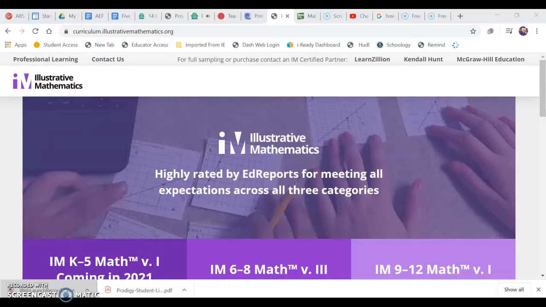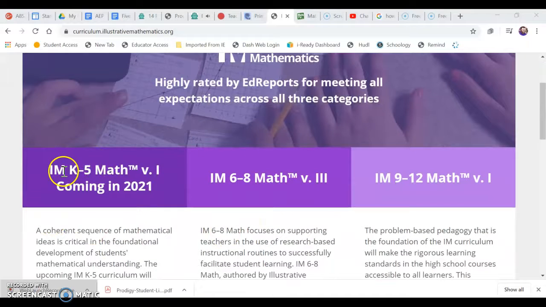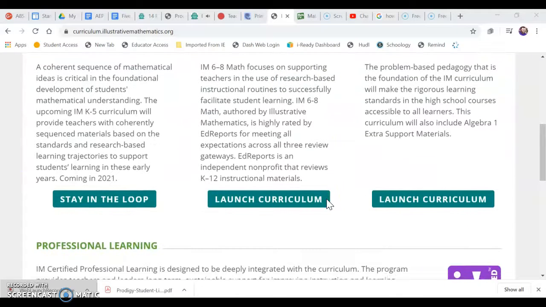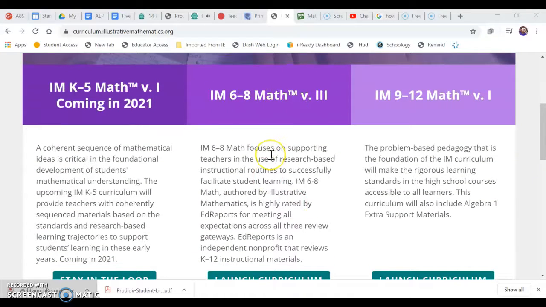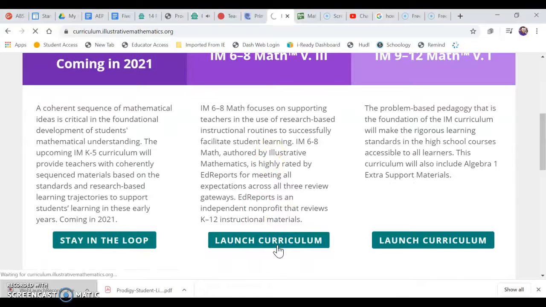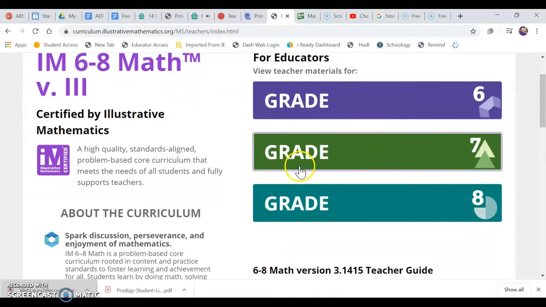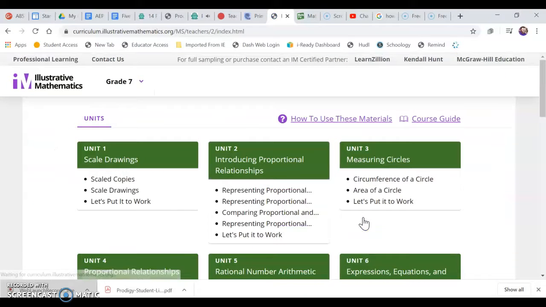So looking a little closer at illustrative mathematics, this is the home page. On the home page, you can either click on K through 5, 6 through 8, or 9 through 12, depending on what age group you're trying to teach. So let's say we're doing middle school, so 6th through 8th grade. I'm going to launch this curriculum. Then it asks us to pick what grade. Are you teaching 6th grade, 7th grade, 8th grade? So let's go with 7th grade.